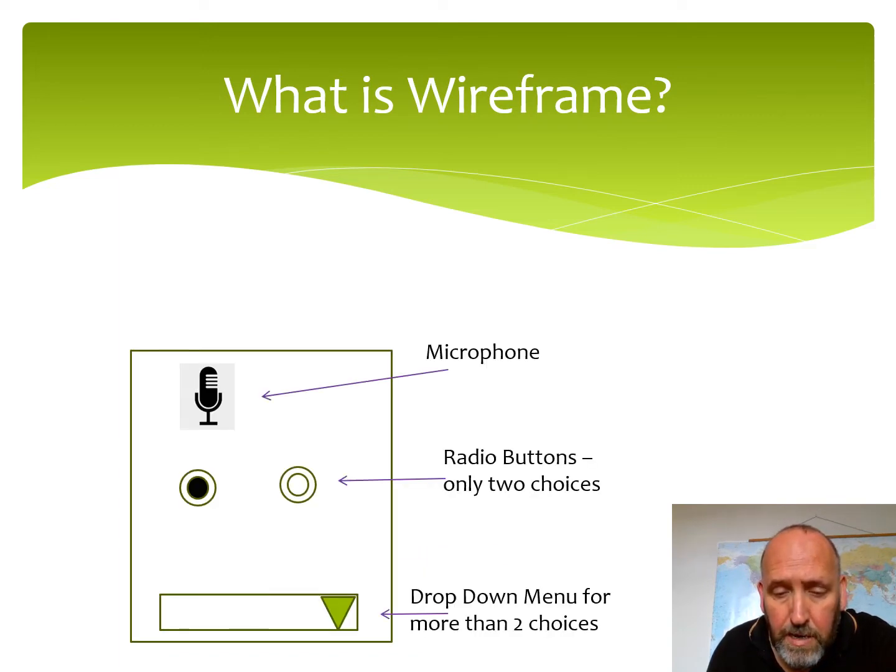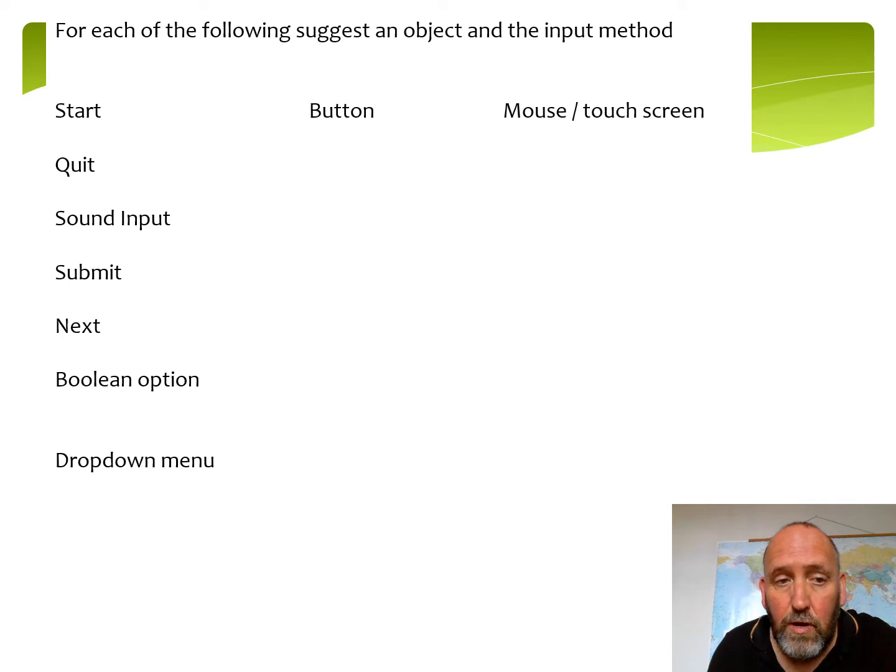So here's some different inputs. We've got a microphone for sound, radio buttons. There's only two choices and you can click them. That's going to be with a mouse. A drop-down menu for more than two choices. So if you've got several choices, it could be anything, then you use a drop-down menu.